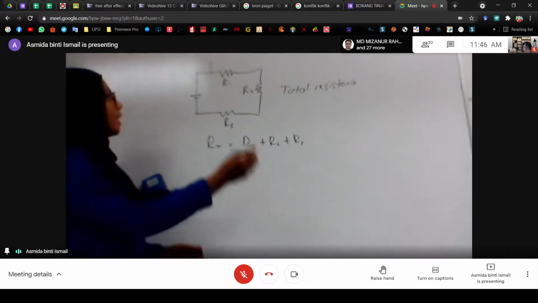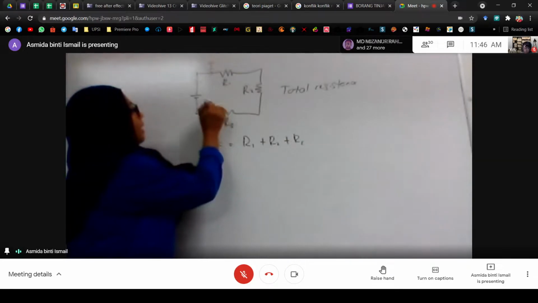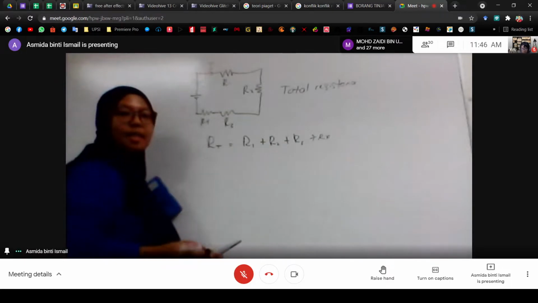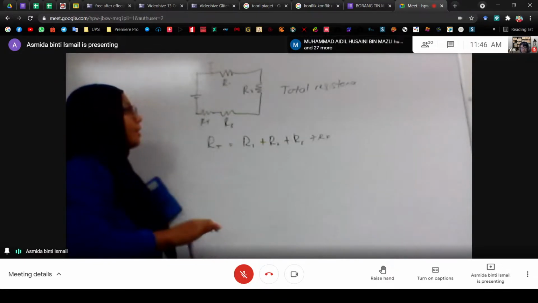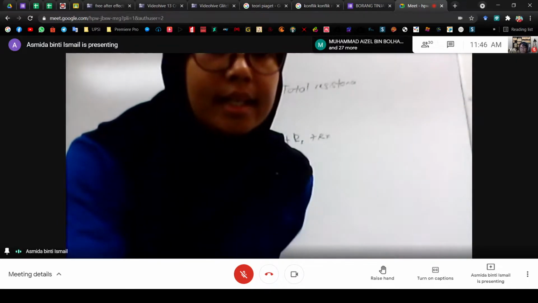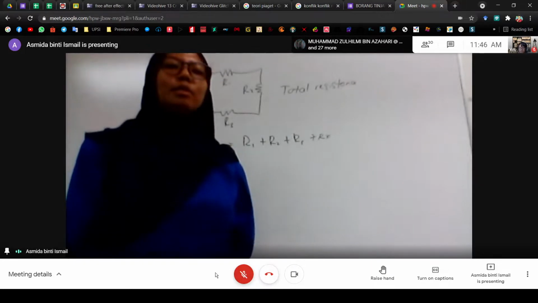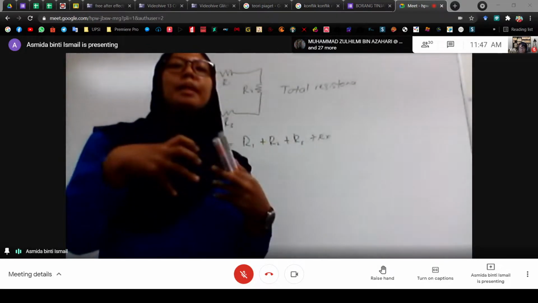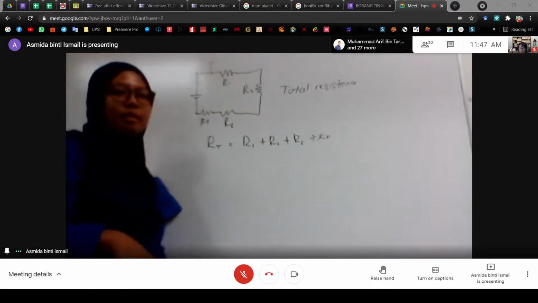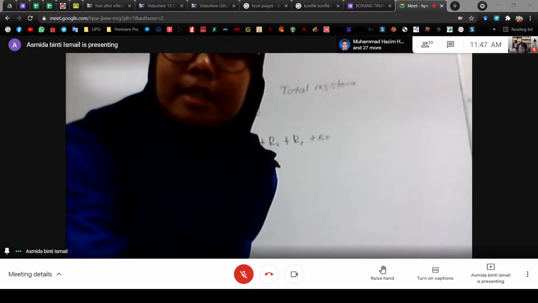Kalau you ada lagi dekat tepi ni, R4 plus R5, berapa banyak yang ada lah. So kalau dekat litar ni, in your slide, R1 is equal to 2, R2 is equal to 5, R3 is equal to 7. You need to sum up all of these values and you get 14 ohm for the total resistance here.